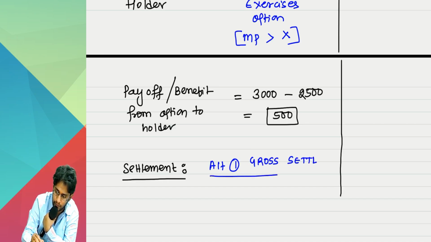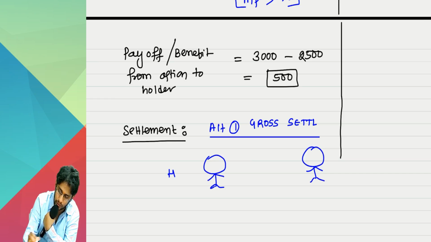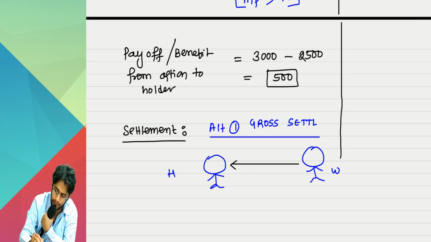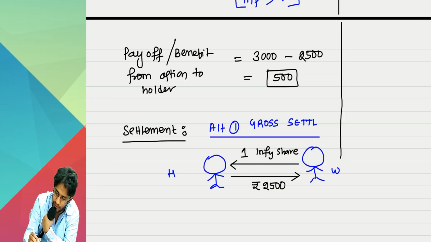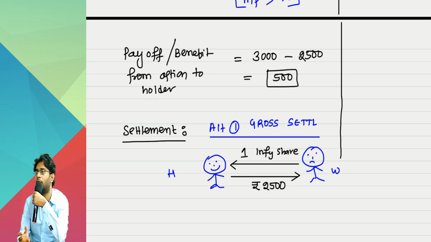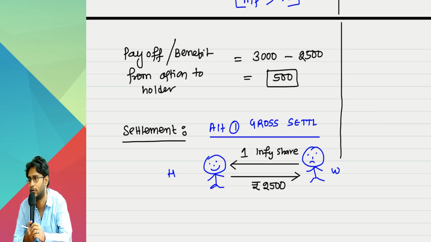Gross settlement. In gross settlement, whatever we agreed to do, you should do exactly in letter and spirit. There is a holder, there is a writer. The holder agreed to buy the share, so he pays 2500 and gets one Infosys share. This fellow is sad, this fellow is happy. Why is he happy? A share worth 3000, I am buying only at 2500.